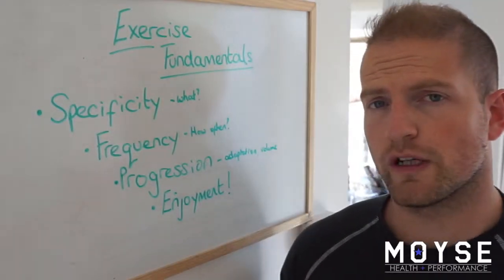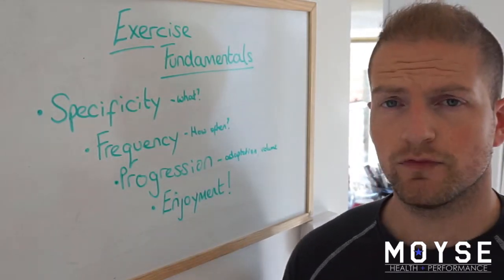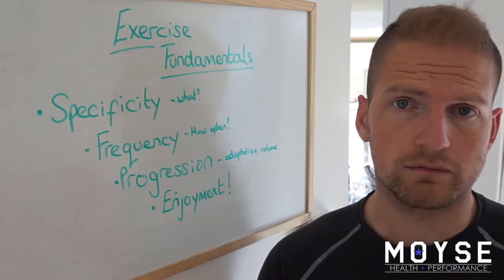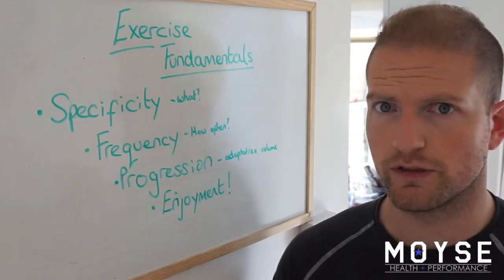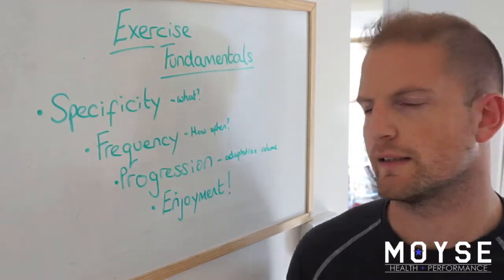If, on the other hand, you're training for something like a 10K, then the specificity would be running. Your goal is to run a certain distance, and therefore you need to do the thing that's going to get you to your goal. Of course, there's other training that supports that, but we'll touch on that later.